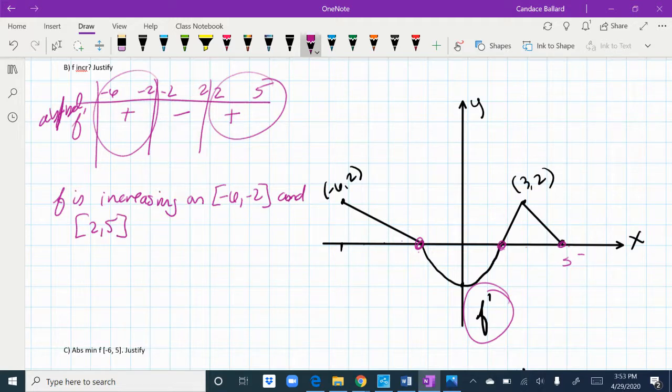All right, and then because we have to tell them why, f prime is positive on these intervals.